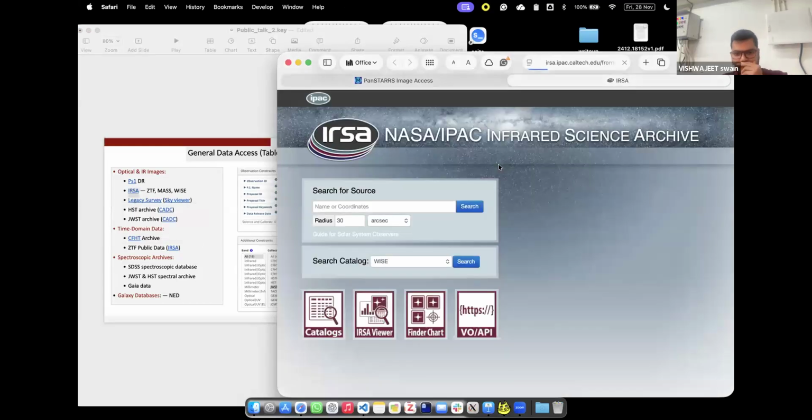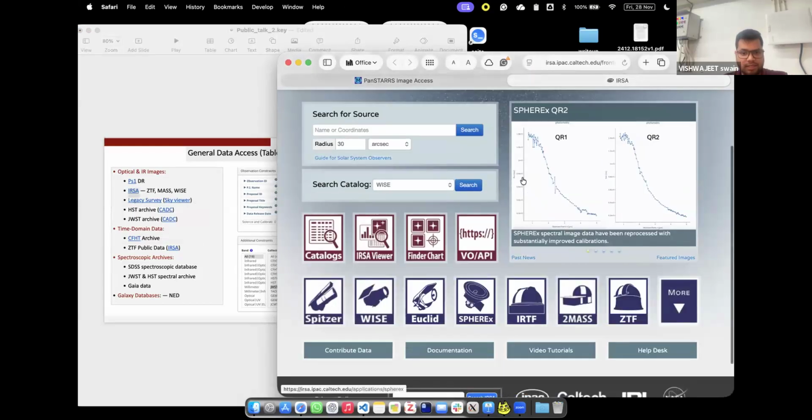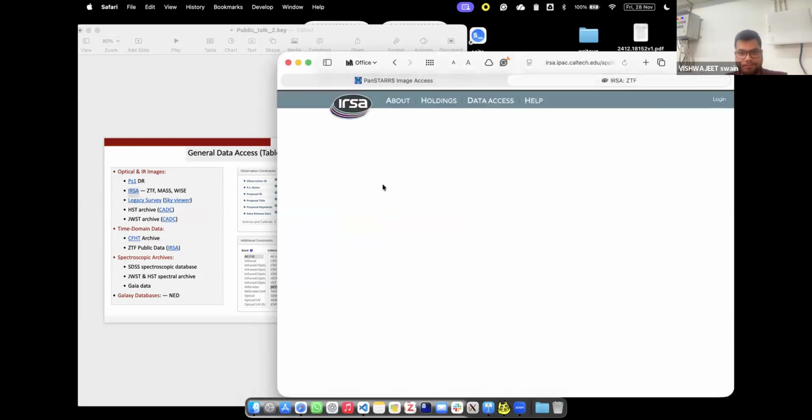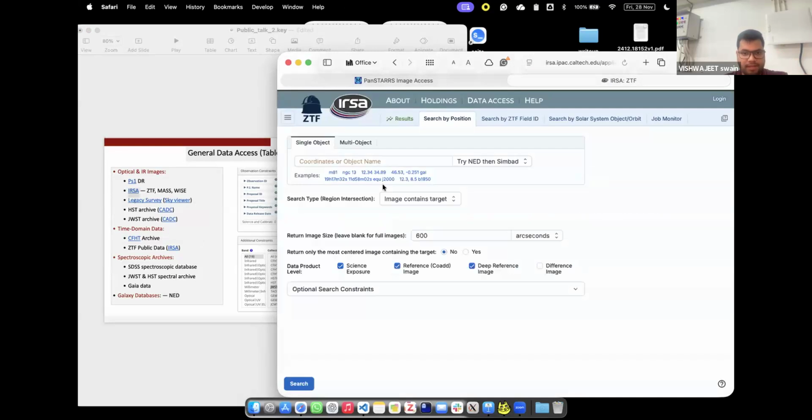So this is again another service by NASA, and from there we can download the data for ZTF, WISE and anything. For example, here we can see the ZTF access. Here we have catalog access. Similarly, we can get the table. But let's say we look at the images, and let's try M45.